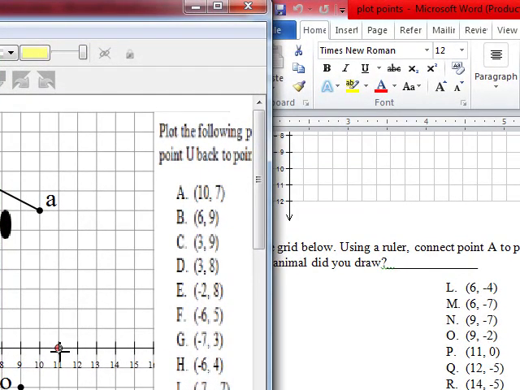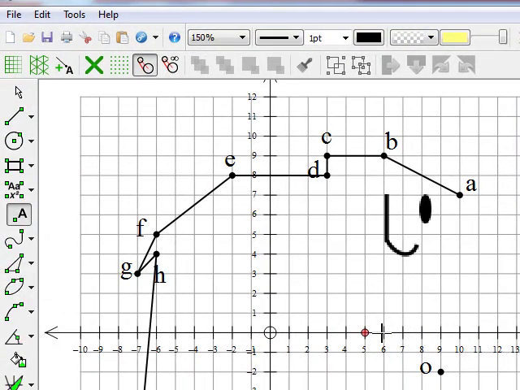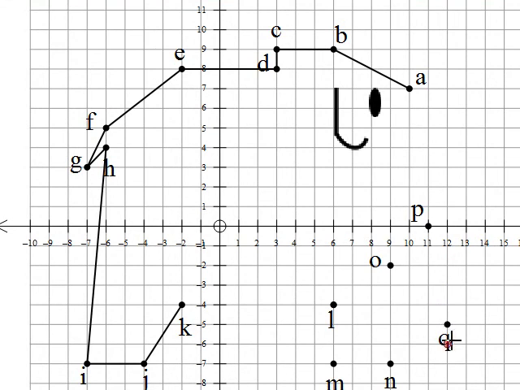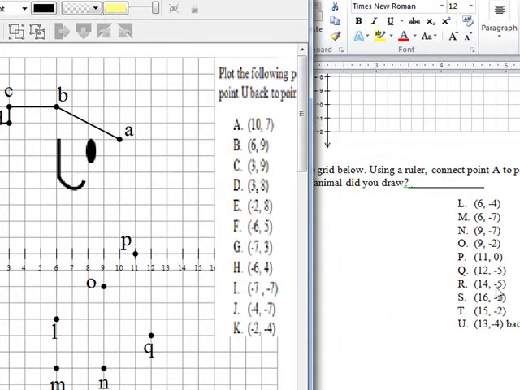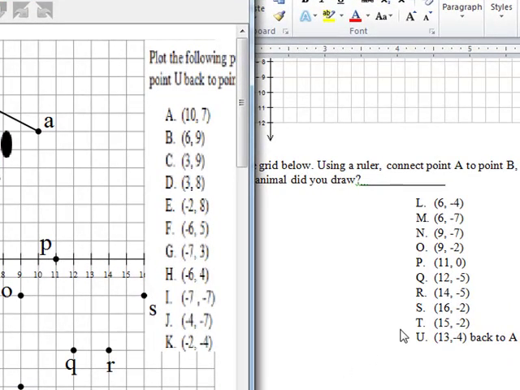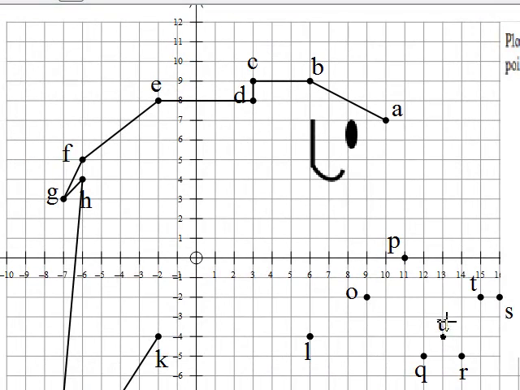Then you have 11, 0. So if you notice 11, 0, you find where 11 is right here. But since it has 0, you do not go up or you do not go down, so it's going to stay right here. That's letter P there. Then you have 12, -5. So 12, then you go down to -5. That is here. Then you have 14, -5. Then you have 16, 2. So 16, 2 is going to be right here. Then you have 15, -2. Then you have 13, -4. I hope I have all of them correct.